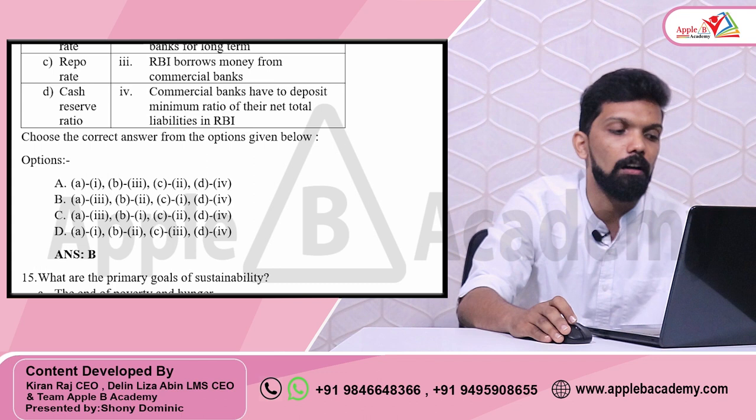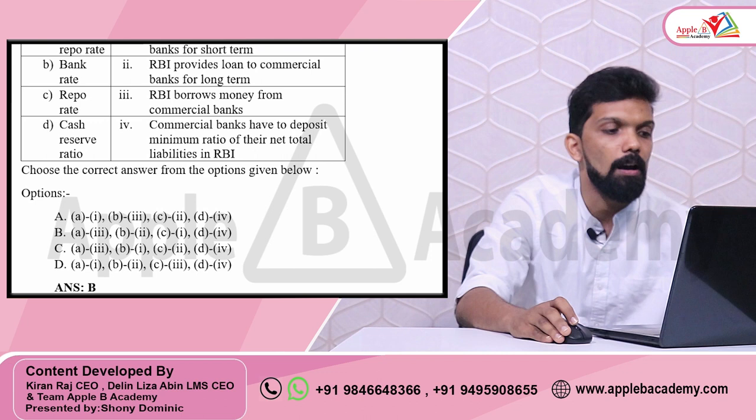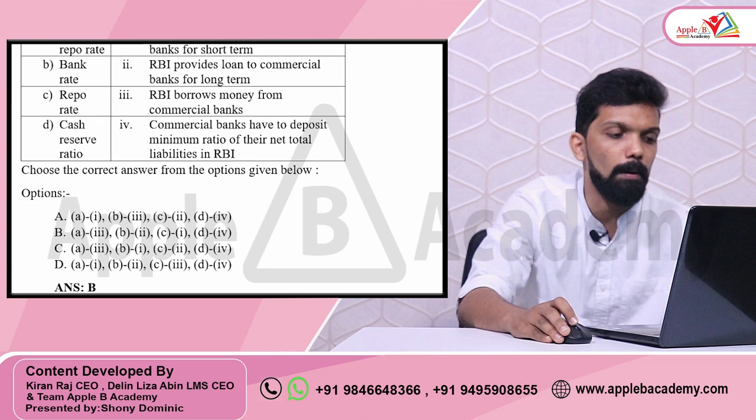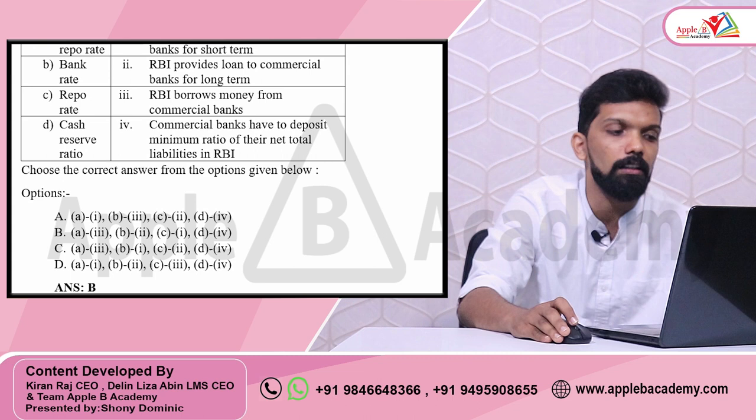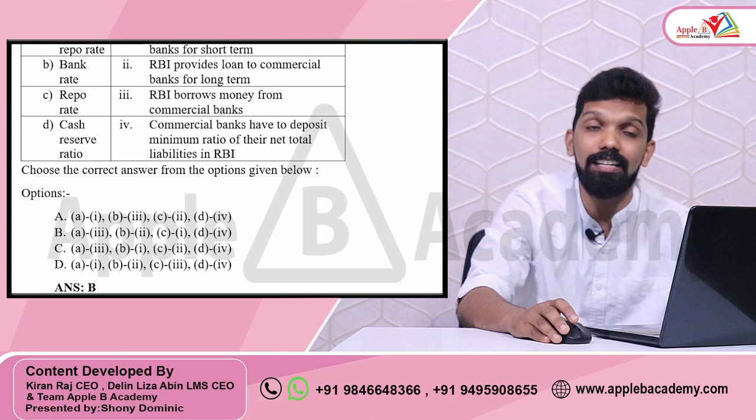Reverse repo is connected with RBI borrows money from the commercial banks. Then bank rate is connected with the second one in list two, RBI provides loan to commercial banks for long term. Then repo rate is connected with the first one in list two, RBI provides loan to commercial banks for short term. The last one, cash reserve ratio, is connected with the fourth one, which is commercial banks have to deposit a minimum ratio of their net total liabilities in RBI.